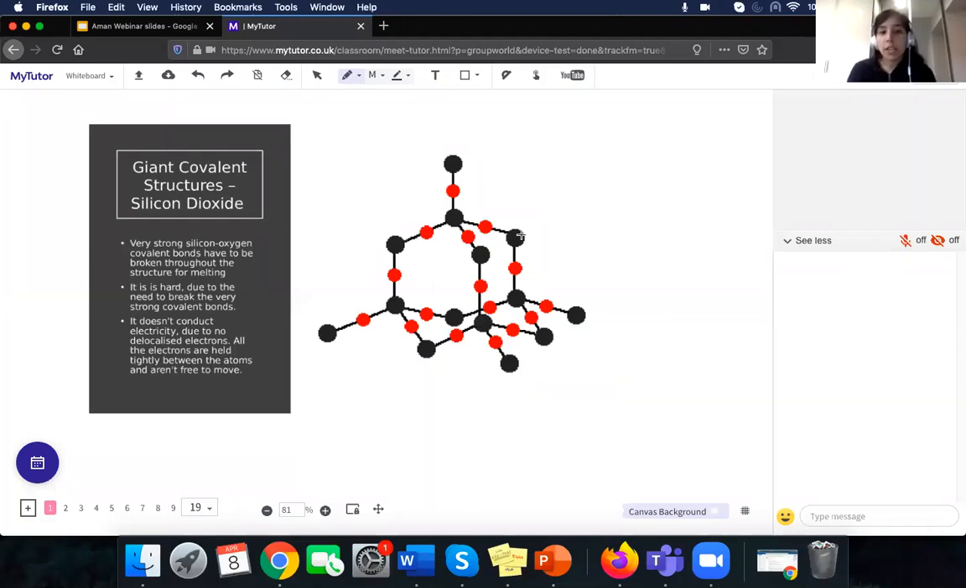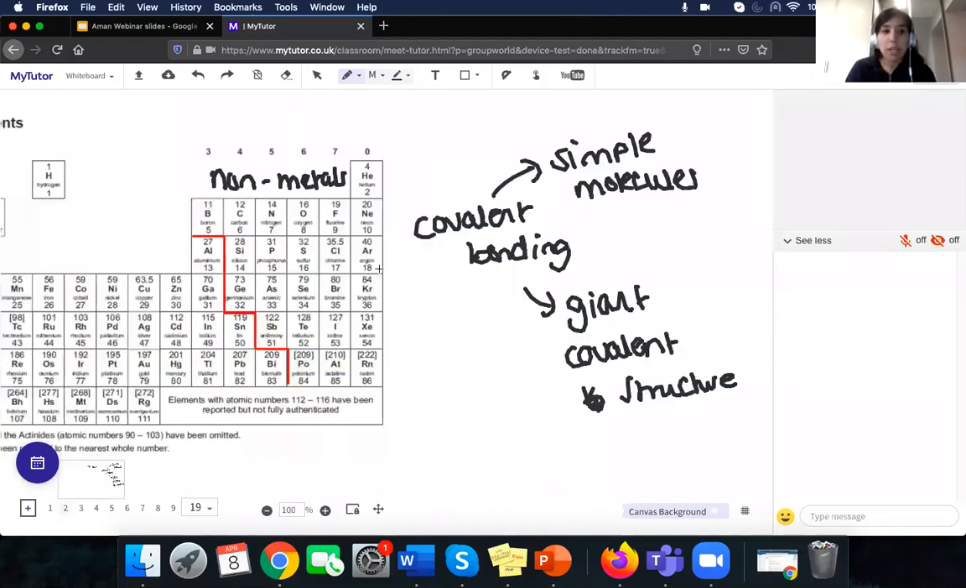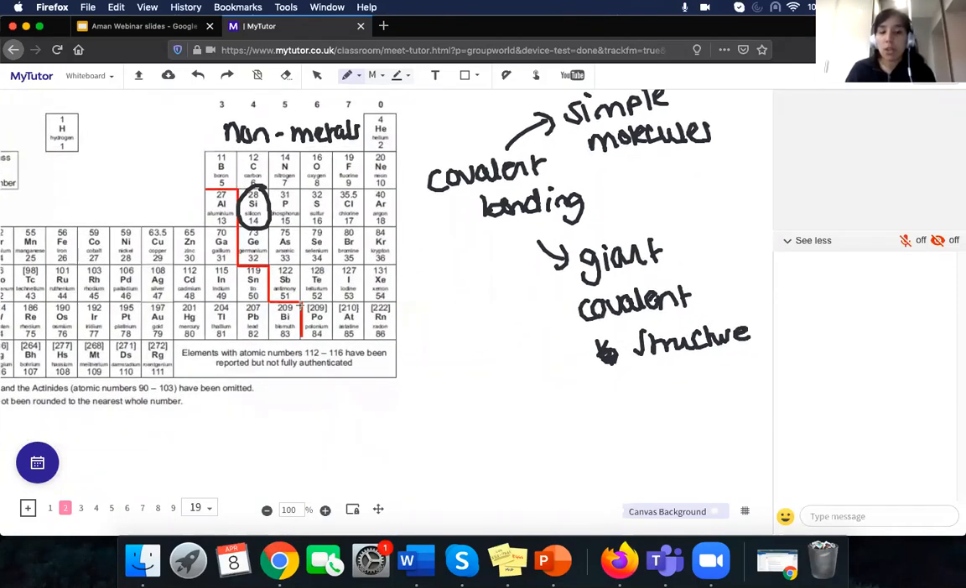Looking at silicon dioxide, these black bubbles here are silicon particles, and these red bubbles are oxygen particles. So let's look at our periodic table to understand how many bonds silicon should be making and how many bonds oxygen should be making. If we go to our periodic table, silicon has an atomic number of 14. Remember, that's the number of protons, but it's equal to the number of electrons because we haven't got a charged silicon particle at this point. So there's 14 electrons as well.